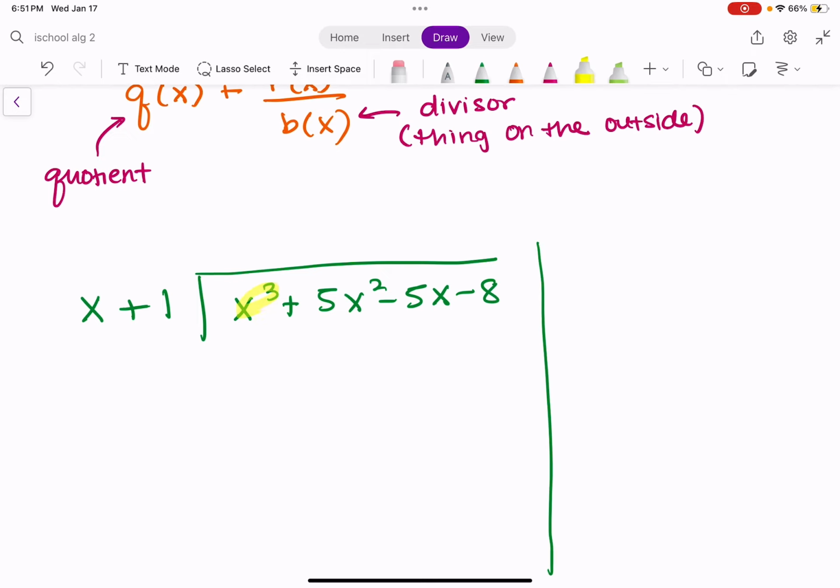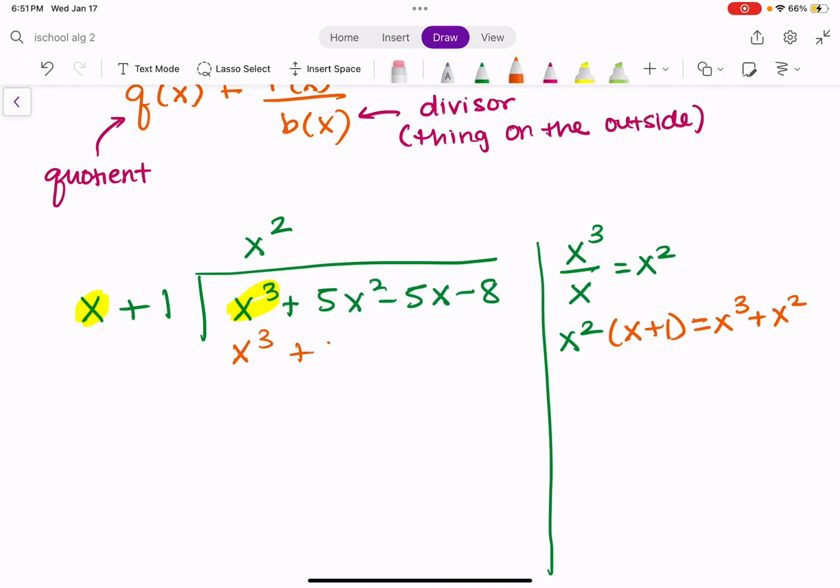First thing on the inside divided by first thing on the outside. X to the third divided by x gives me x squared. Gonna write that at the top. Gonna multiply the x squared with the x plus 1. So I have x to the third plus x squared. I'm gonna write that underneath. Change the signs because we're subtracting. These cancel out. So I have 4x squared. I'm going to bring down the next term.